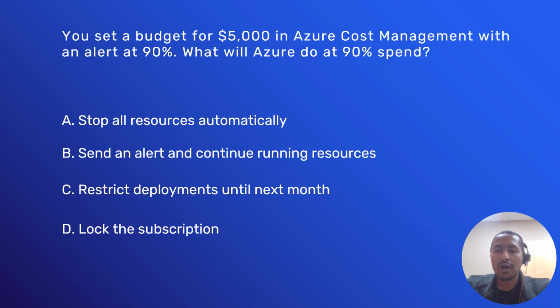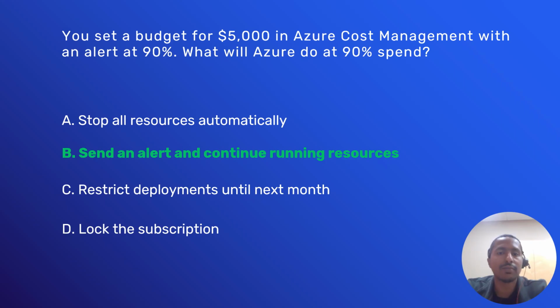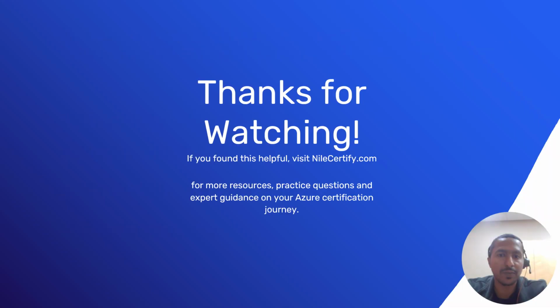So, to summarize this question, I want you to remember Azure budgets are tracking tools, informational tools. They are used for visibility and not enforcement. Yes, you can receive alerts, but you will need to combine budgets with things like Azure Policy or automation if you want to enforce limits or take action. This is why answer B, send an alert and continue running resources, is the correct answer here.